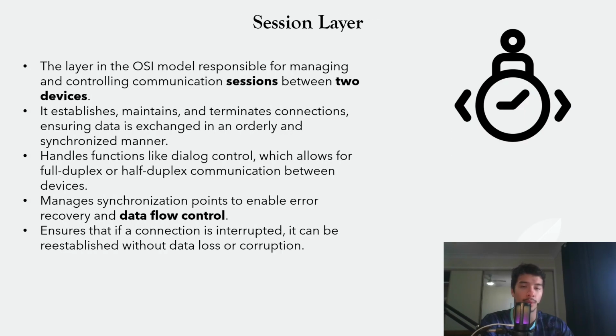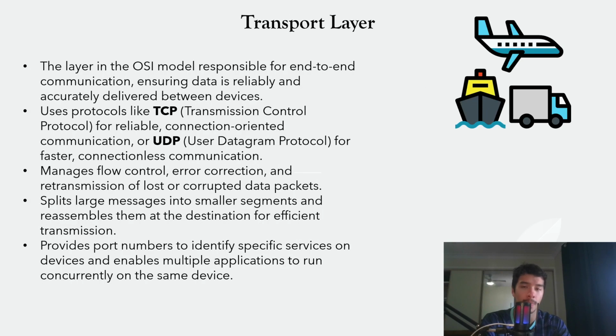Okay, now next one, session layer. The session layer controls communication between two devices. It establishes, maintains, and terminates connections, ensuring data is exchanged in an orderly and synchronized manner. It handles dialogue control. It also controls data flow and synchronization points to enable recovery. And it ensures that if a connection is interrupted, it can be reestablished without data corruption or loss. So it's basically there to make sure the devices can communicate stably, and if anything happens, it can recover.